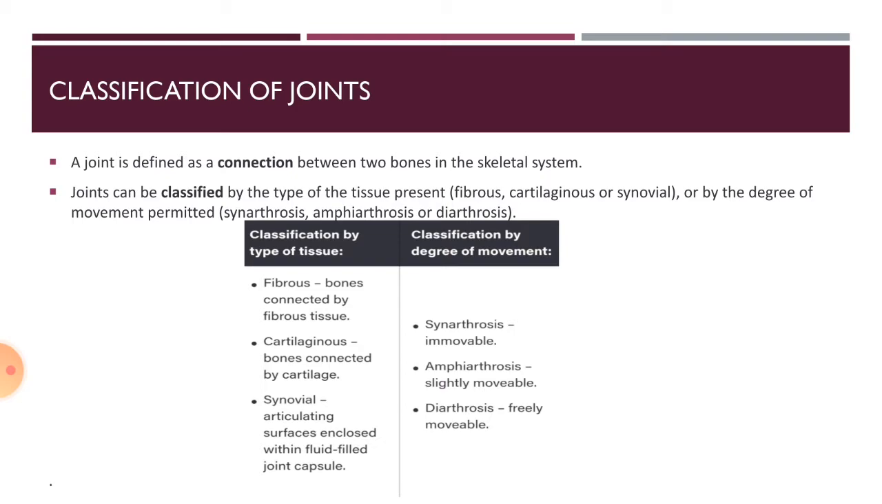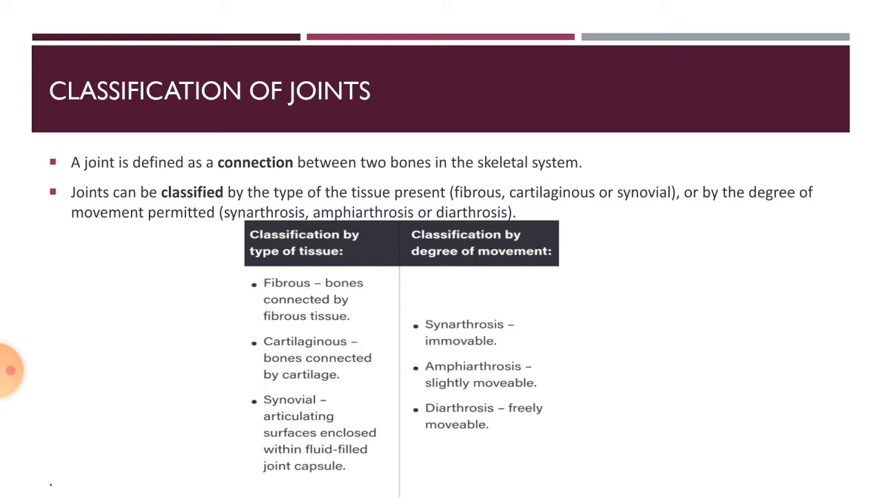Now we will talk about the next criteria, that is according to the degree of movement, and we subdivide the joints on the basis of their movement into three classes, that are synarthrosis, amphiarthrosis, and diarthrosis. So synarthrosis are those joints that are immovable, amphiarthrosis are those joints that show slight movements, and diarthrosis are those joints that are freely movable.